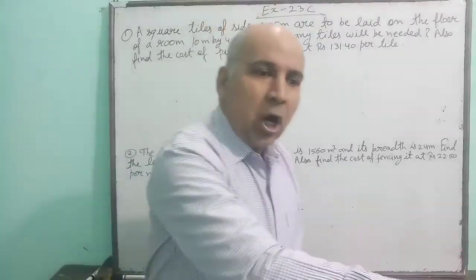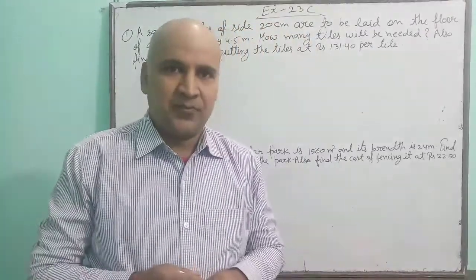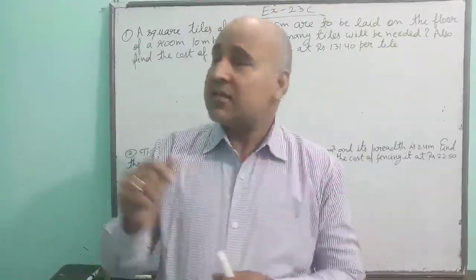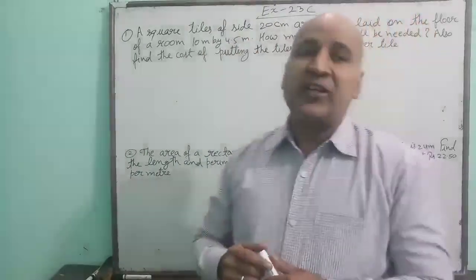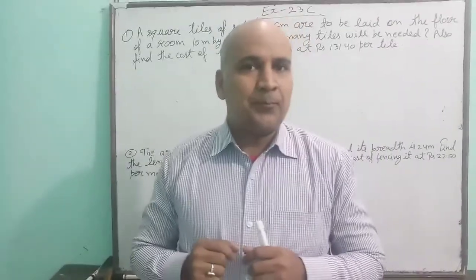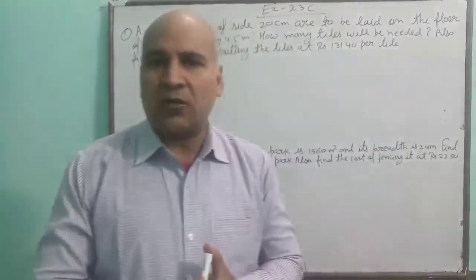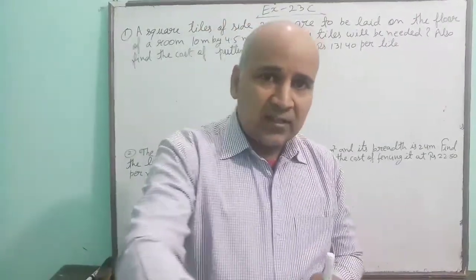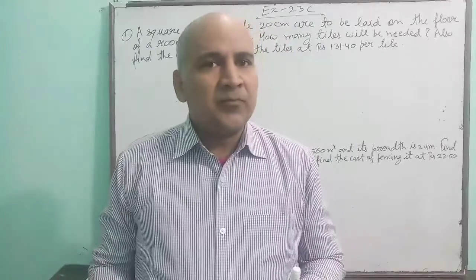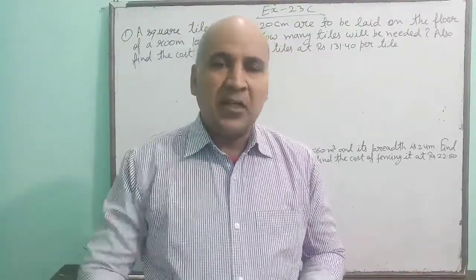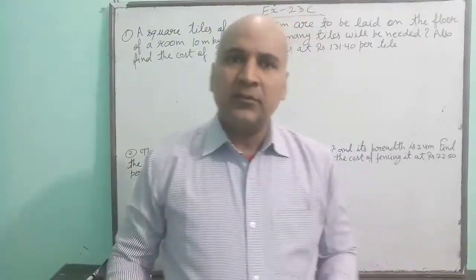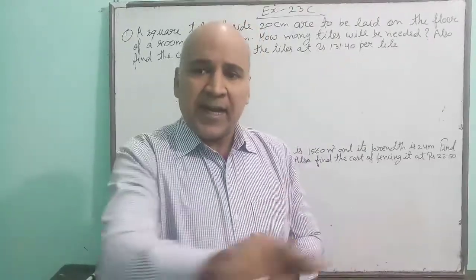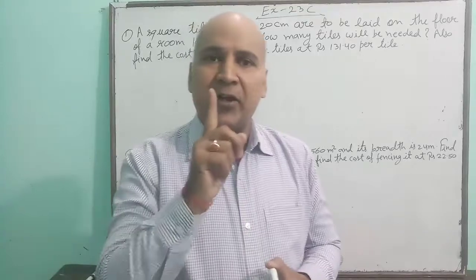In a room, on the floor, we have to put the tiles. The room's length and breadth are given. The side of the tile is given as 20 centimeters, and the tiles are in the shape of a square. The question is asking how many tiles are required. So children, there is a concept: the area of the tiles will be equal to the area of the floor, because whatever area the floor has, that much area of tile can be put on it. It means to find the number of tiles, the area of the floor is divided by the area of one tile.